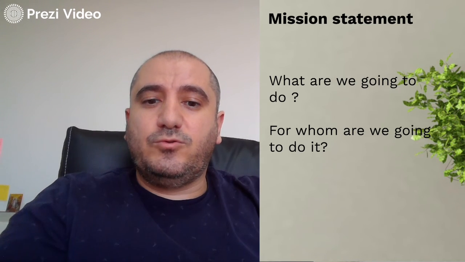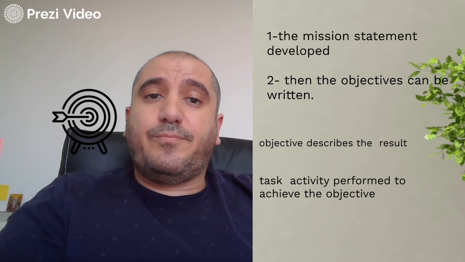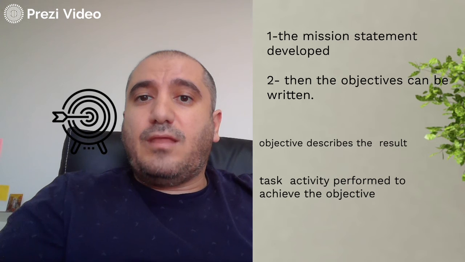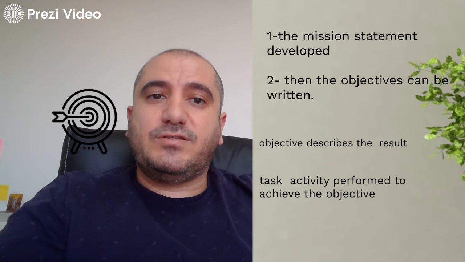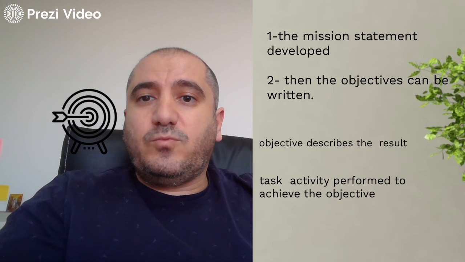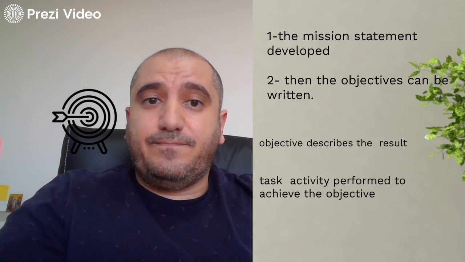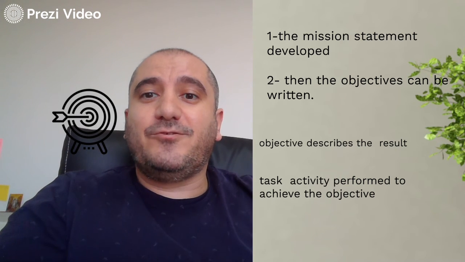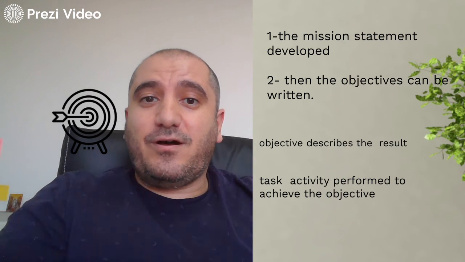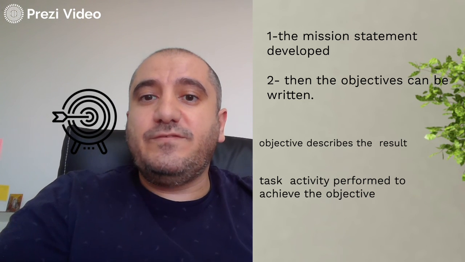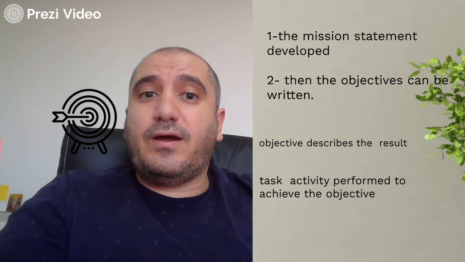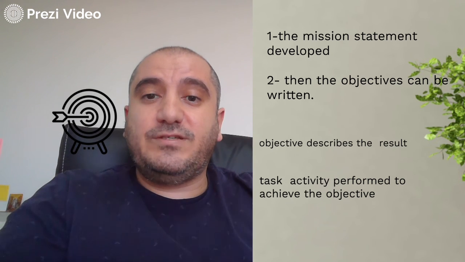To write the mission statement of a project, we need to answer mainly two questions. What are we going to do, and for whom are we going to do it? Once we've developed the mission statement, the project objectives can be written. Now the objectives are more specific than the mission statement, and they specify what we intend to complete for the mission to be achieved. An objective describes the desired result to be achieved, while the task, on the other hand, is an activity performed to achieve the objective. So keep in mind these facts when writing the objectives of our project.